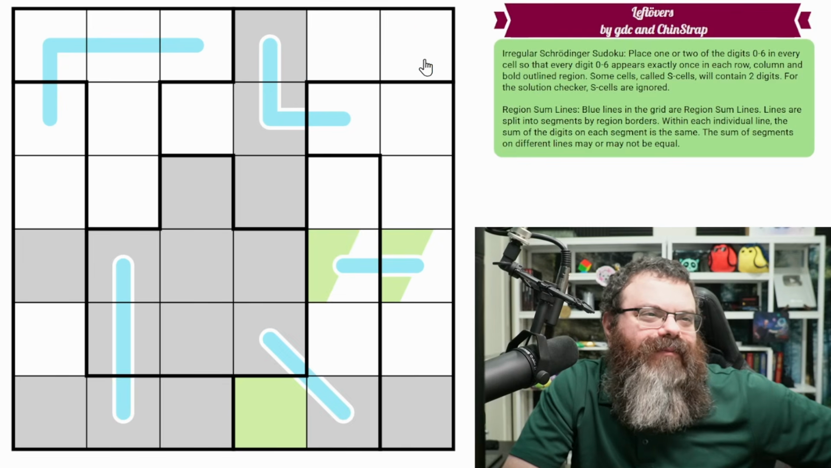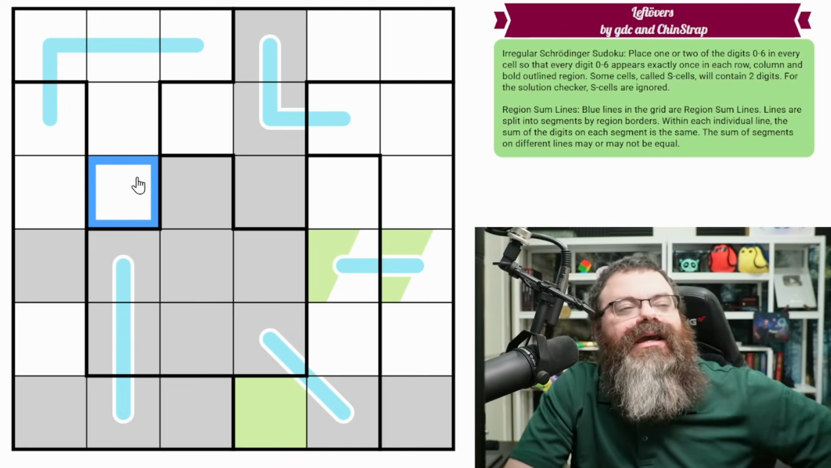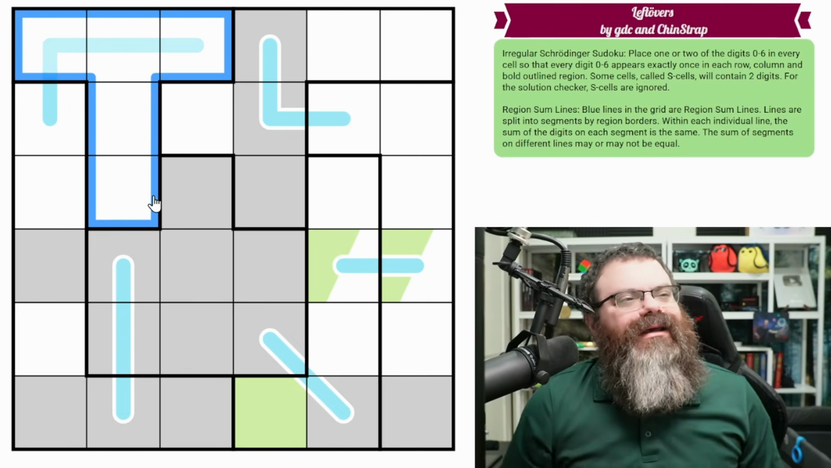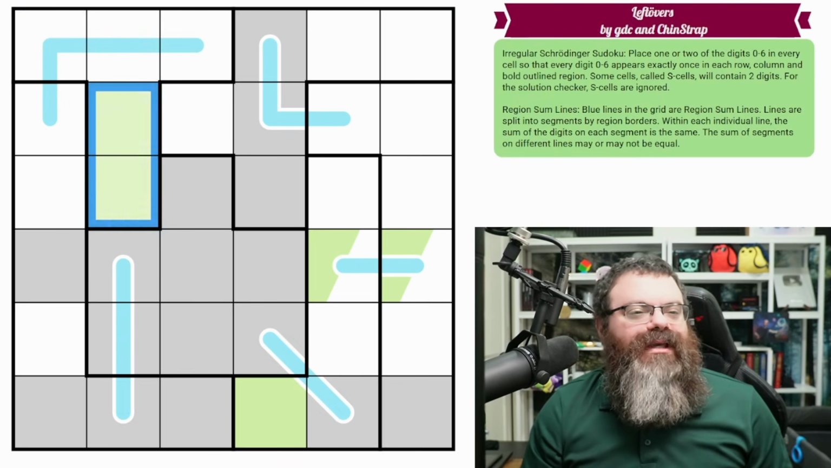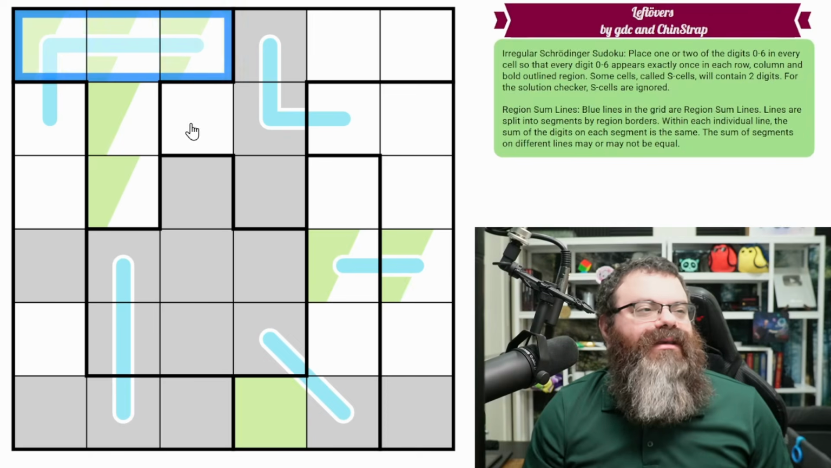Okay. 1, 2, 3, 4, 5, 6. 1, 2, 3, 4, 5. Okay, so this has 5 cells. So it needs 2 S cells. One of them will be in one of these 2, and one of them will be up here, but not this one.